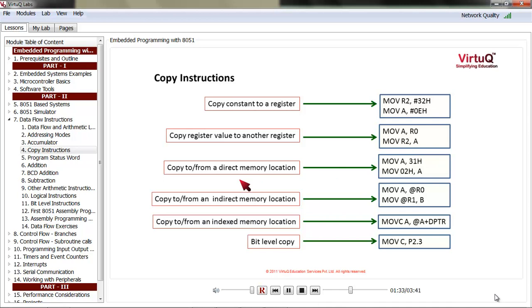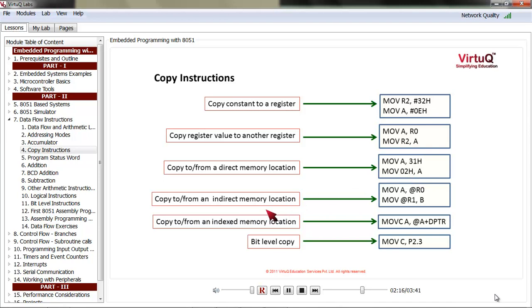Another possibility of copy is copy to or from a direct memory location. In the examples here, in the first one, there is address 31H, and from there the value is being copied to accumulator. This is also called loading the memory value into the register. In the second example, the value present in accumulator is being copied to address location 02H, and this is nothing but storing the value in the memory location. So the first one can be thought of as load, and the second one as store.